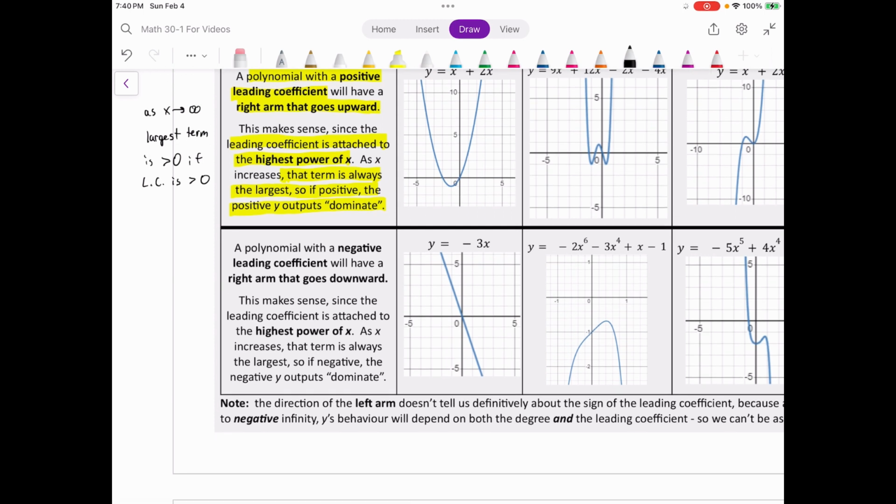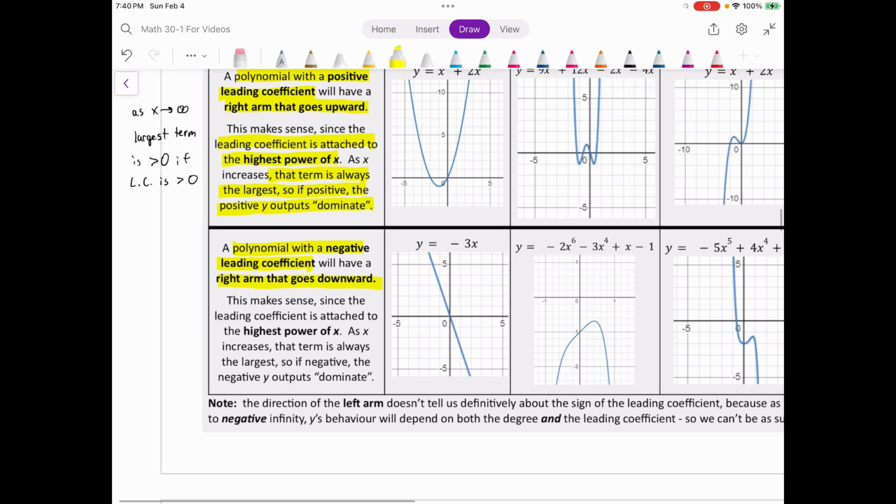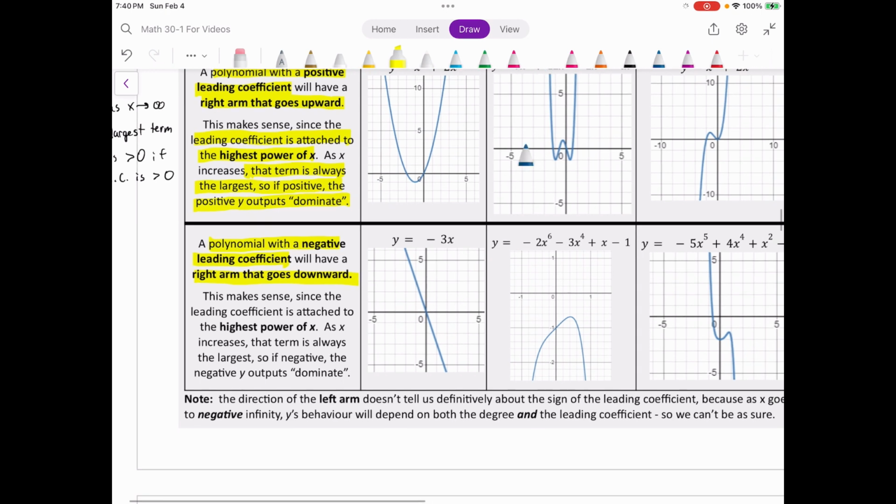All right, what if the right arm goes downwards? You can probably guess that a polynomial with a negative leading coefficient will have a right arm that goes downwards. Same exact logic, except flipped around, because now if our right arm goes downwards, that means as x is approaching positive infinity, as x is getting larger and larger in the positive direction, y is becoming a bigger and bigger negative number. Y is becoming more and more negative, right?